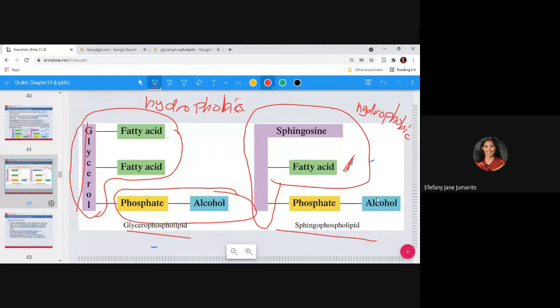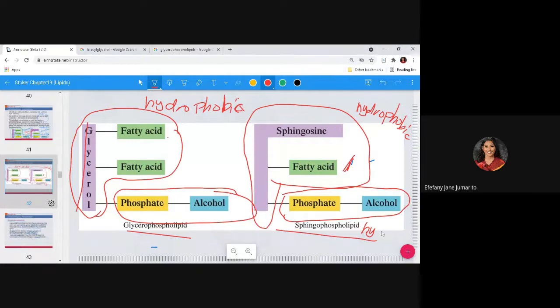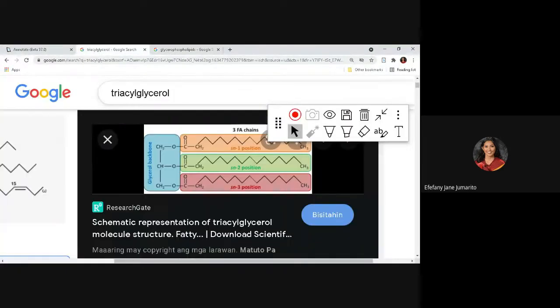Non-polar group. Now, what about your phosphate and your alcohol? Your phosphate and then your alcohol is philic. Okay, hydrophilic. Water-loving. Hydrophilic, is it polar or non-polar? Polar. Polar, ma'am. Okay, hydrophilic. Now, that's it. Okay, wait.